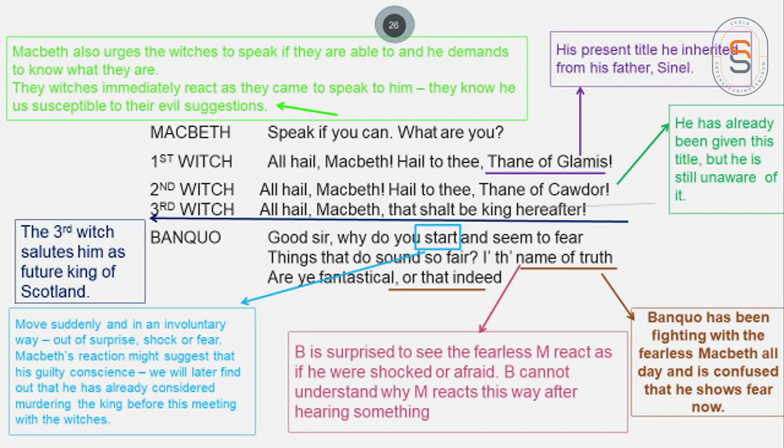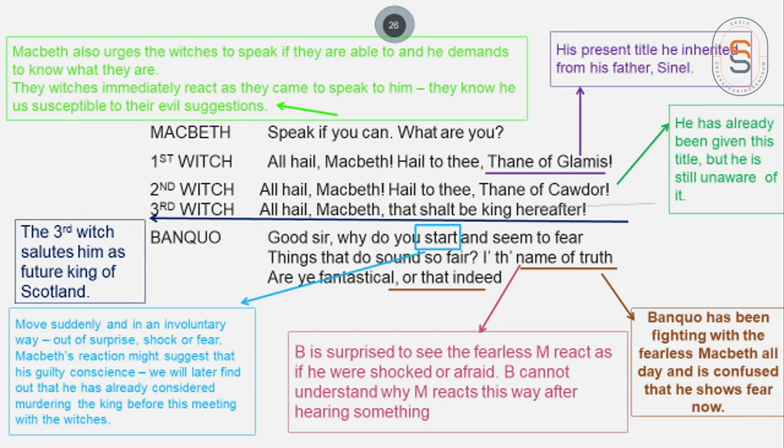Right, and this is where they now see the witches, and Macbeth urges the witches to speak. He demands to know what they are, and they immediately react as they came to speak to him. They know he is susceptible to their evil suggestions, and they say, "All hail Macbeth, hail to thee, Thane of Glamis." So that's his present title that he inherited from his father, Sinel.